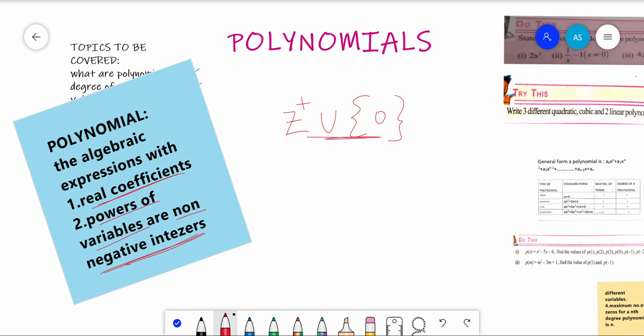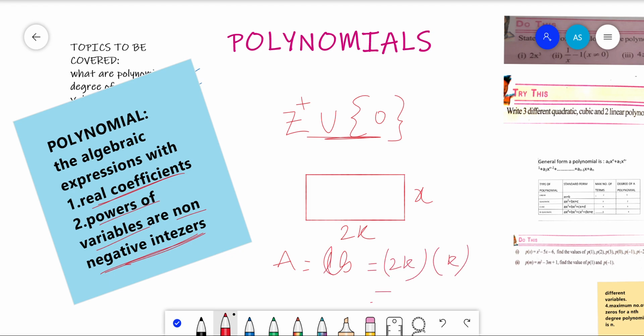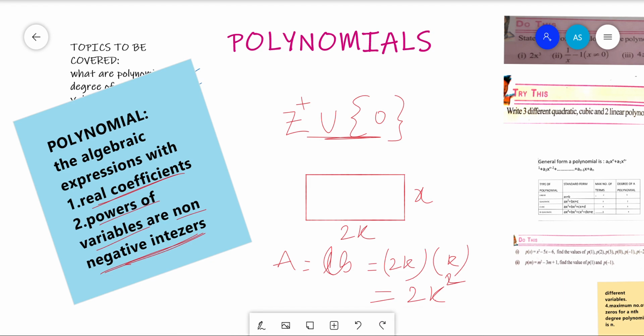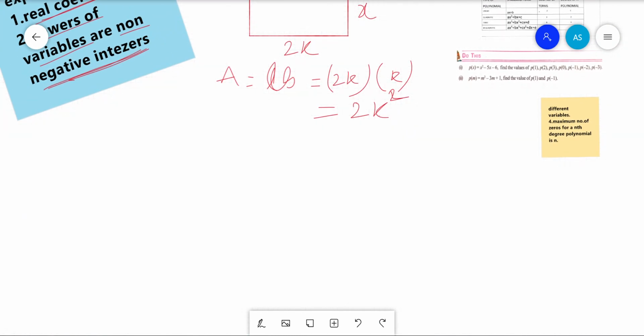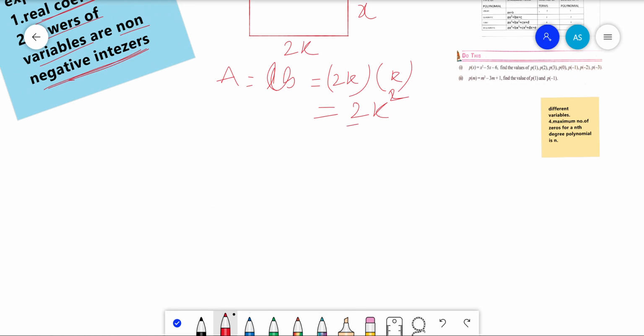Okay. Example, suppose in a rectangle the length is 2 times its breadth. So breadth is equal to x, length becomes 2x. Then what is its area? L into b. So 2x into x is nothing but 2x square. Is it a polynomial or not? Yes, it is a polynomial because the coefficient is a real number and the degree 2 is a non-negative integer.